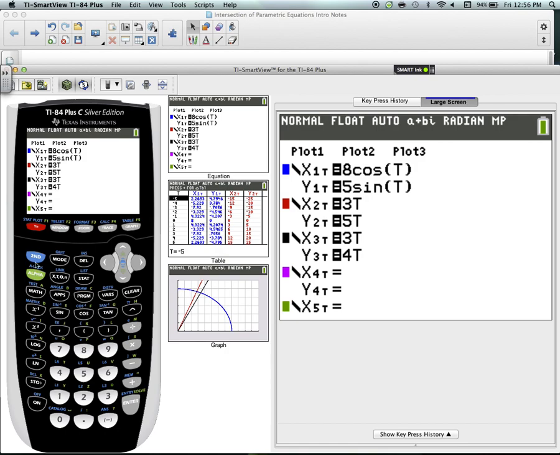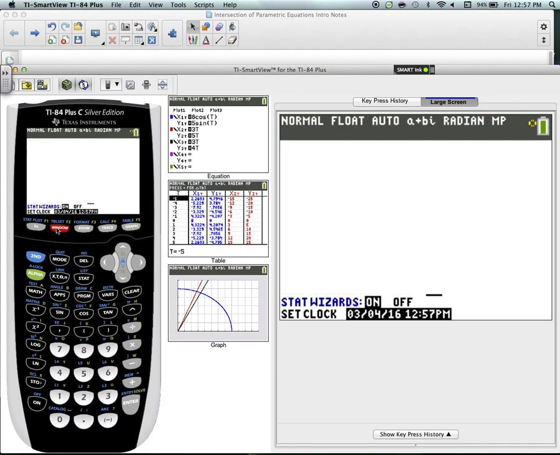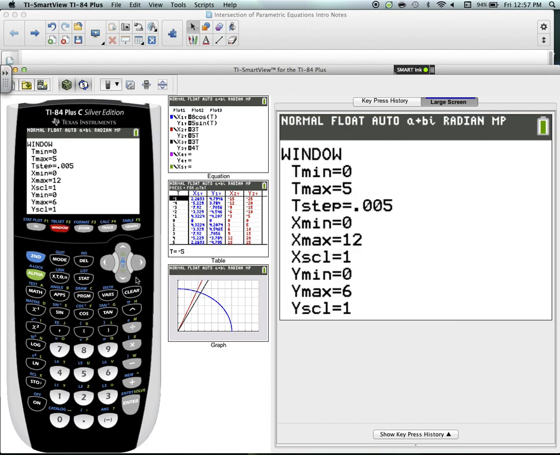After typing it in, make sure your mode is on radians, not degrees. It probably is on degrees from our last section. And then your window: I put 0 to 5. That might be a little high, but we could always hit the on button to stop it. 0.005 for the t-step. And then I looked at the window on the pre-made sheet, 0 to 12 and 0 to 6 for your x and your y.